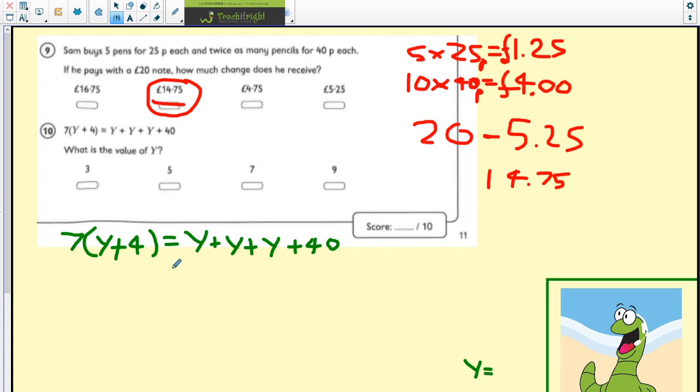Here jumps out to me, I can collect my terms. And on the left, this jumps out to me because I can expand my brackets. So I'm going to do both at the same time. So let's do expanding brackets first. I remember there's a little times there. So I'm going to times the 7 by both the y and the 4. So I get 7 times y, which is 7y, and 7 times 4, which is 28.